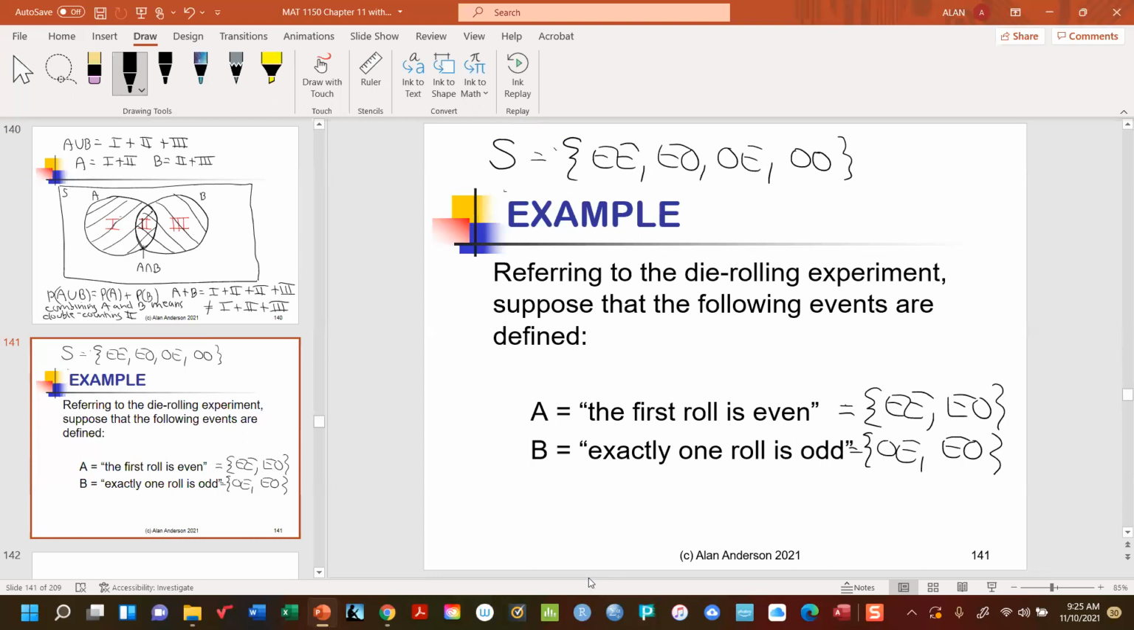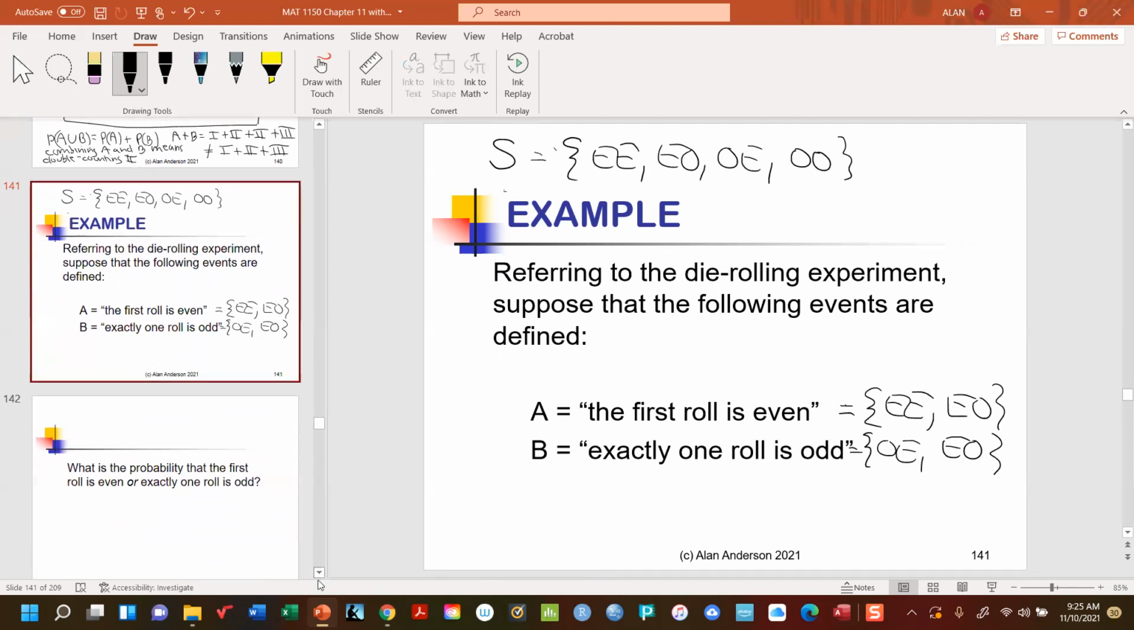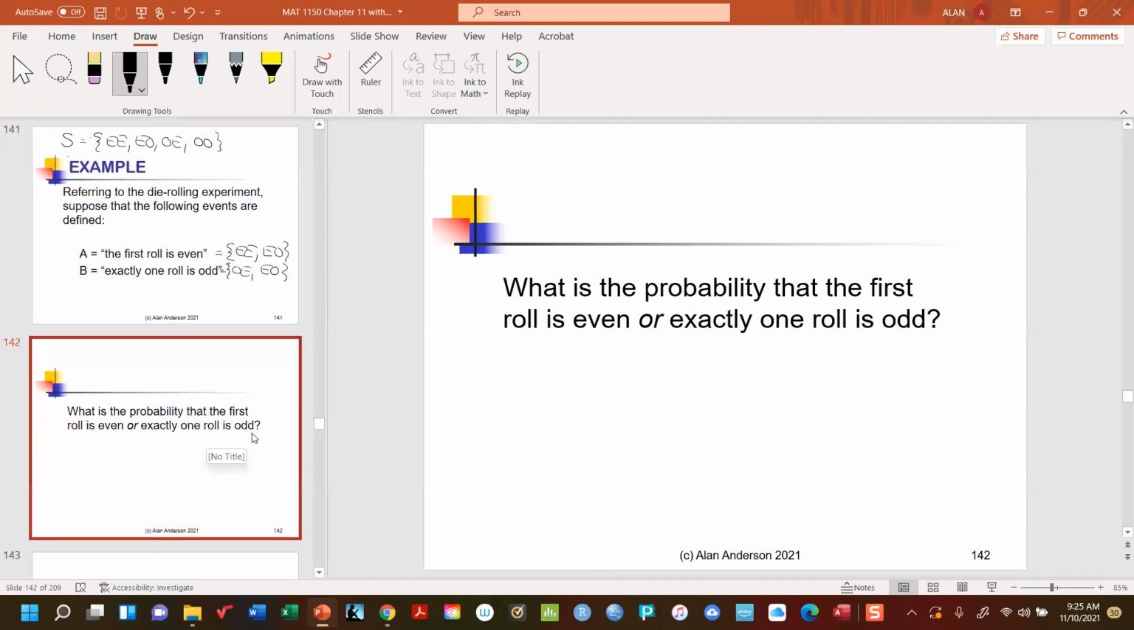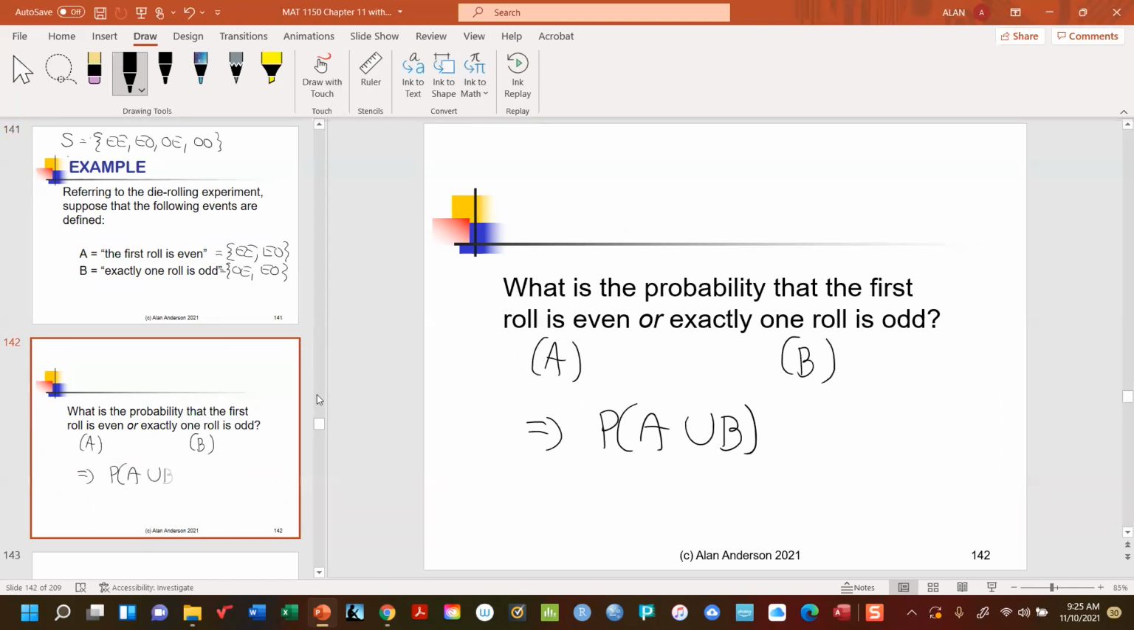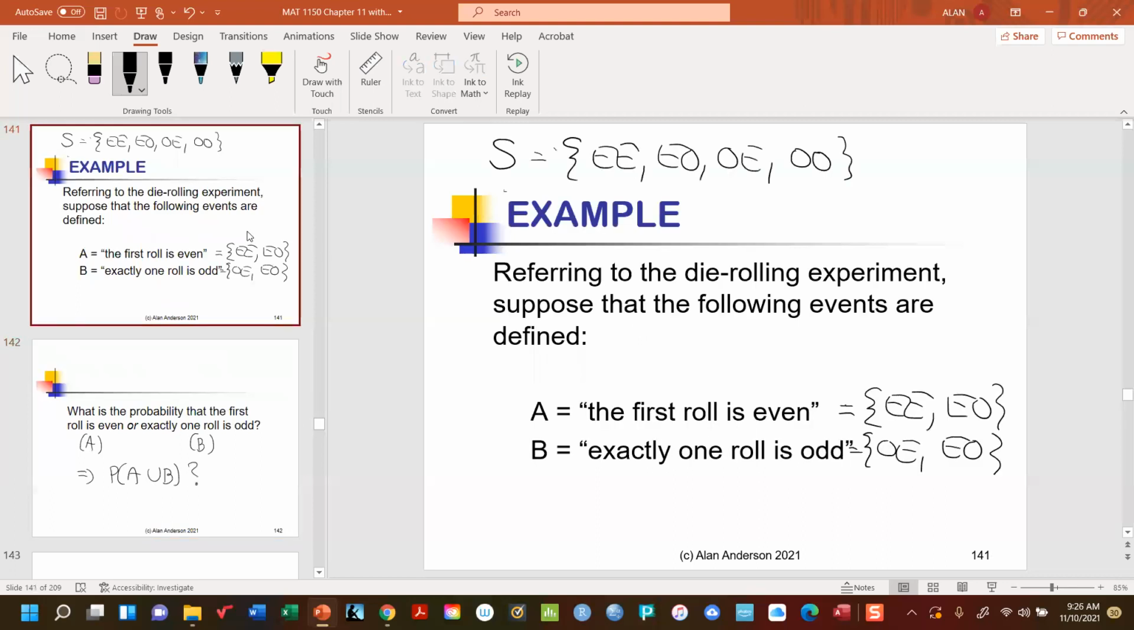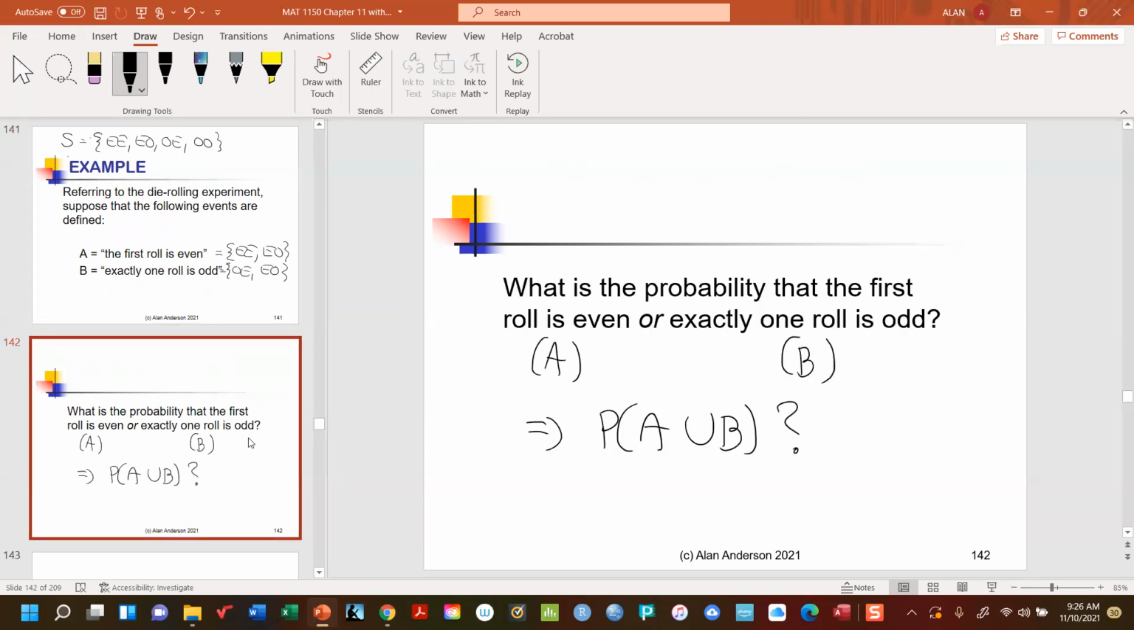So what do we want to know? We're going to ask ourselves the following question: what's the probability that the first roll is even, which is A, or exactly one roll is odd, B? So in other words, this question is, what's the probability of A union B? Okay, so we're being asked, what is the probability of A or B taking place?